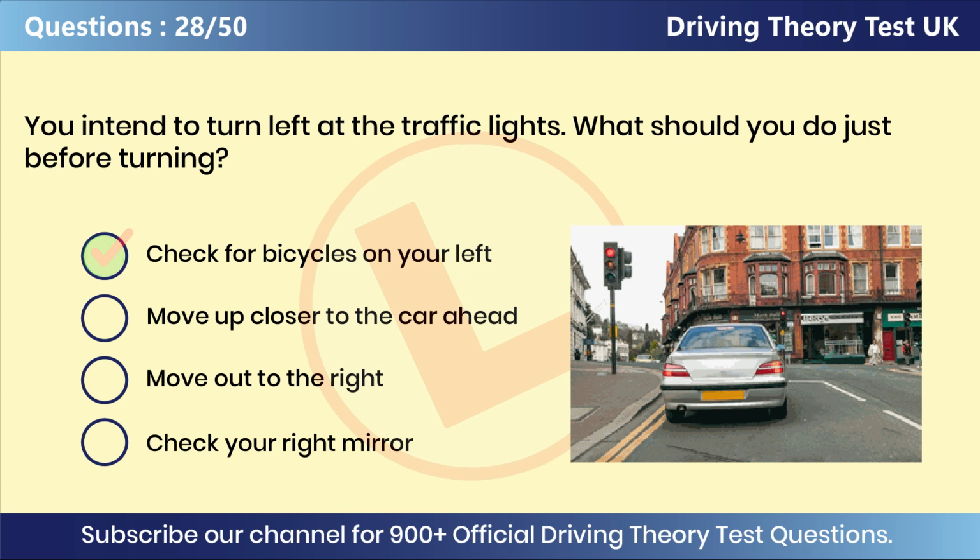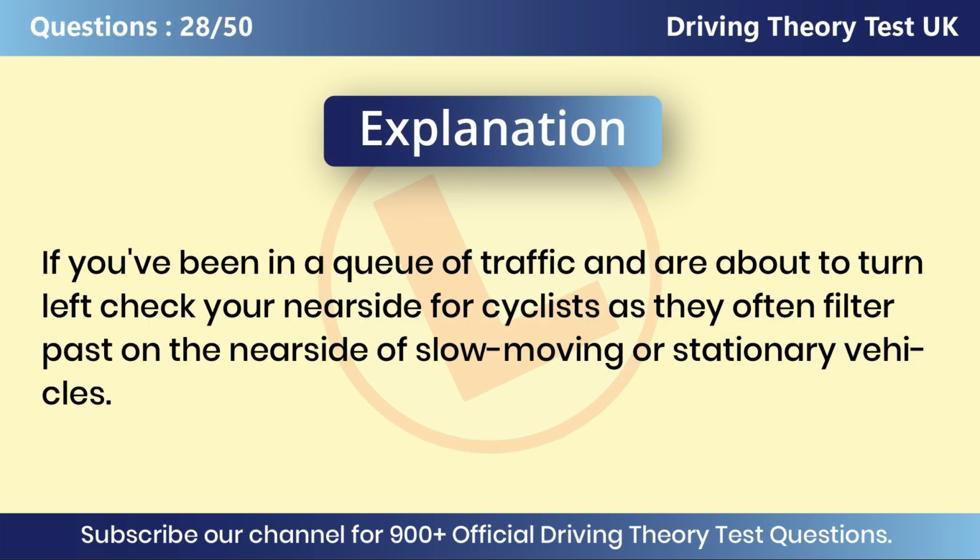A. Check for bicycles on your left. If you've been in a queue of traffic and are about to turn left, check your near side for cyclists, as they often filter past on the near side of slow-moving or stationary vehicles.